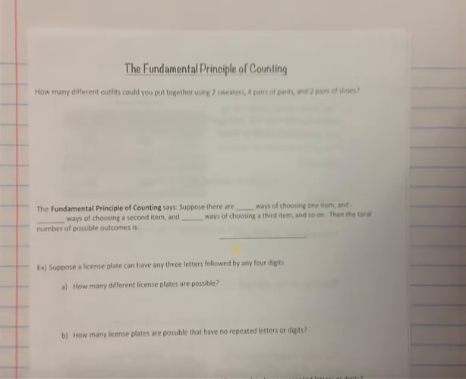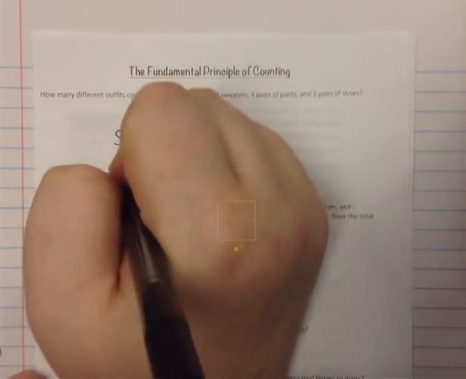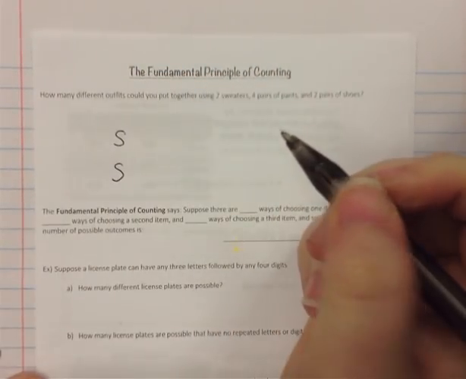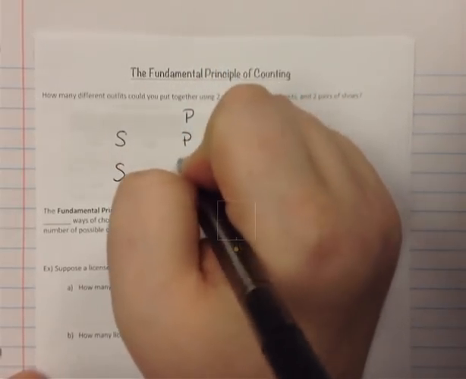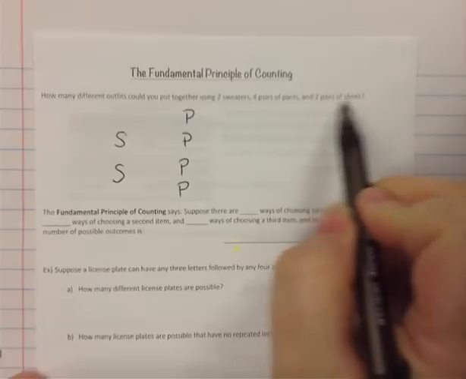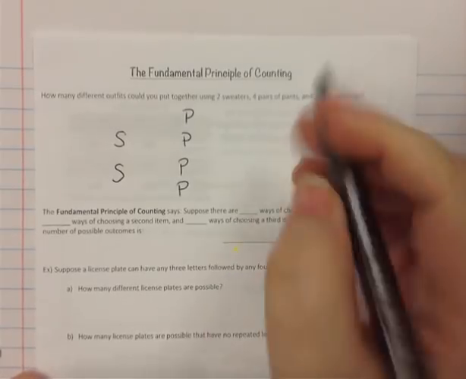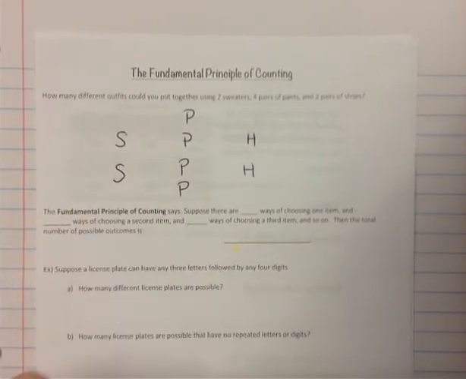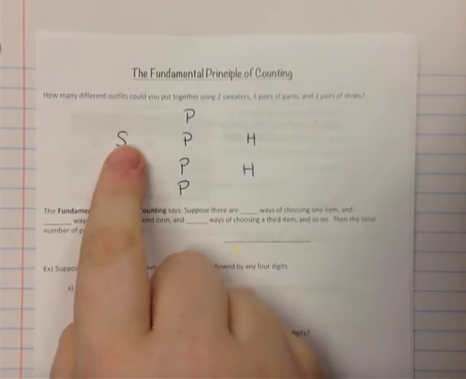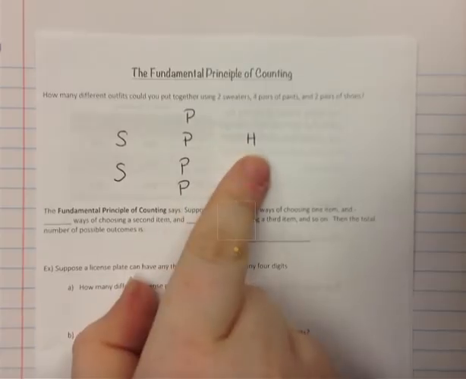So what we would look at is a mapping. We would have 2 sweaters, so I'm going to use S's for sweaters. We have 4 pairs of pants, so I'm going to use P for pants, and we have 2 pairs of shoes. I'm going to use H for shoes, just because I don't want to use S's again. Now I need to figure out how many outfits I can make with these 3 things.